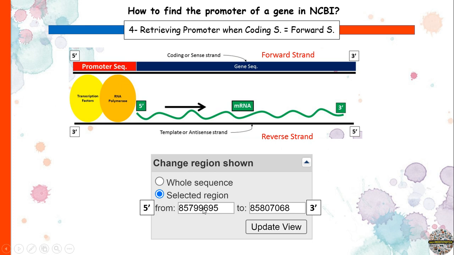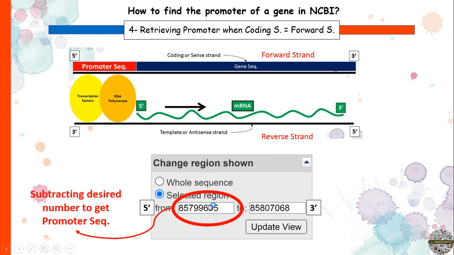So if we want to have the number of nucleotides, we just need to subtract from this number whatever number we want. For example, 100, 1000, 500, whatever we want. And if we subtract a desired number, we can get the promoter sequence. We can go backward to get the promoter sequence. So we can easily get the promoter sequence by subtracting this number from the 5' end.